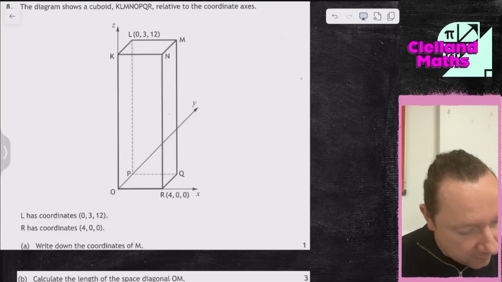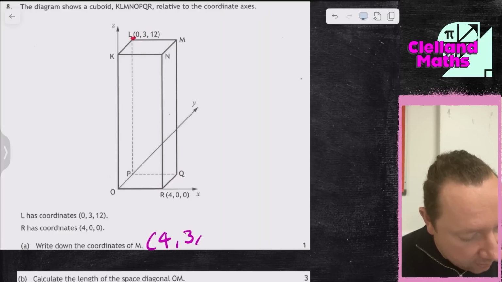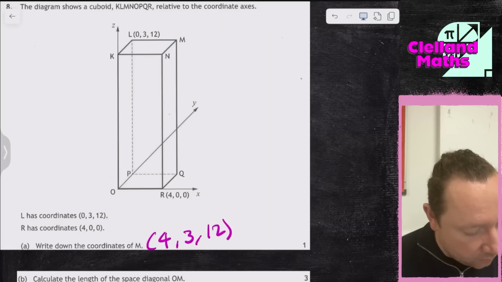So where's M? M is up here. So I start at 0. I need to go along to here first if I'm going to M. So that's 4. I then need to go in this far. Well, it's a cuboid. It goes in that much, which is the same as going in this much, which is 3. And then I need to go up to the same place as L is, so up to 12, because the last number on L is 12.